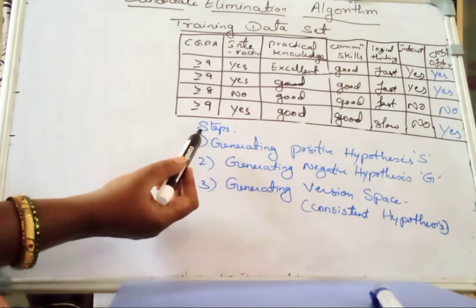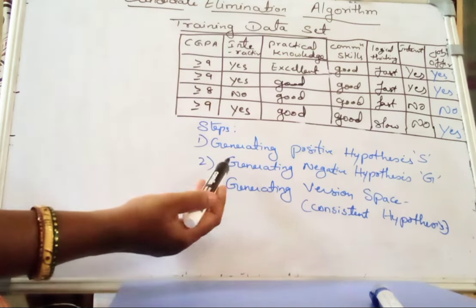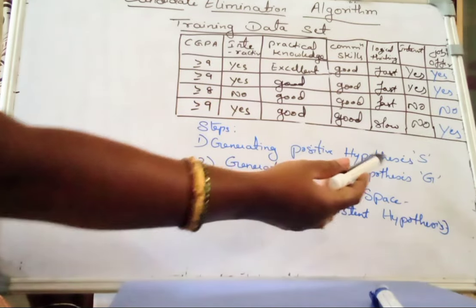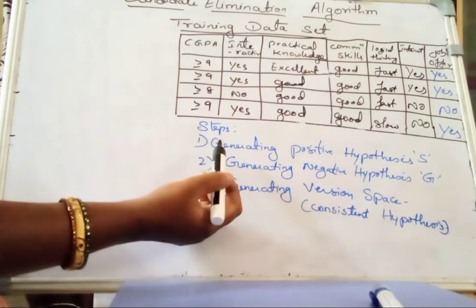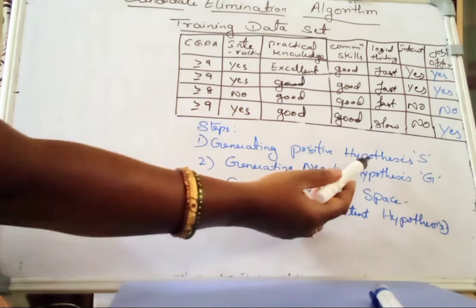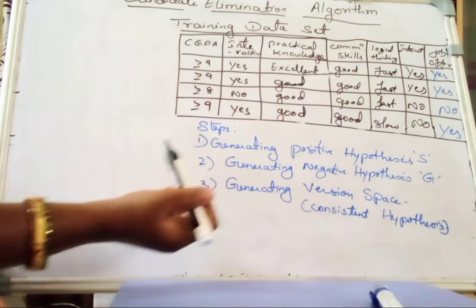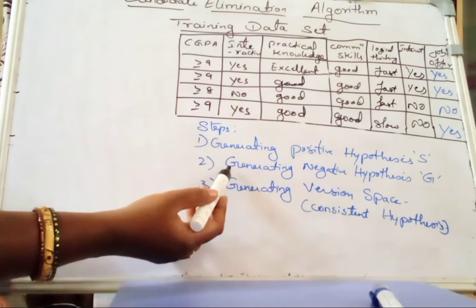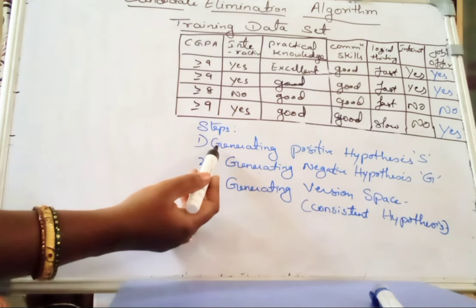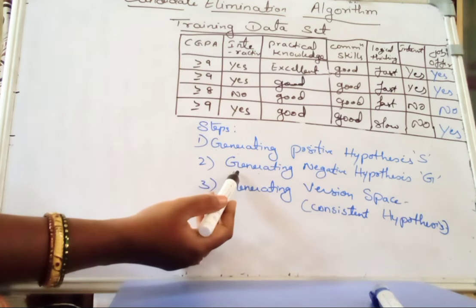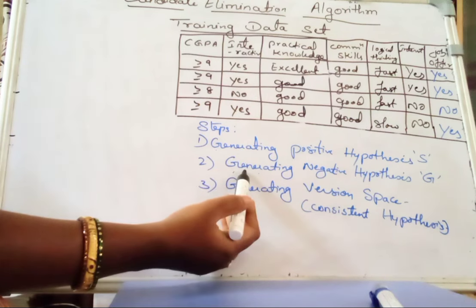The steps we consider in eliminating the candidates: first, we have to generate the positive hypothesis set S. Next, we have to generate the negative hypothesis G. That is, we are doing generalization and specialization here. In generating the positive hypothesis we consider only the positive instances, whereas in generating the negative hypothesis we have to consider both the positive and the negative instances.